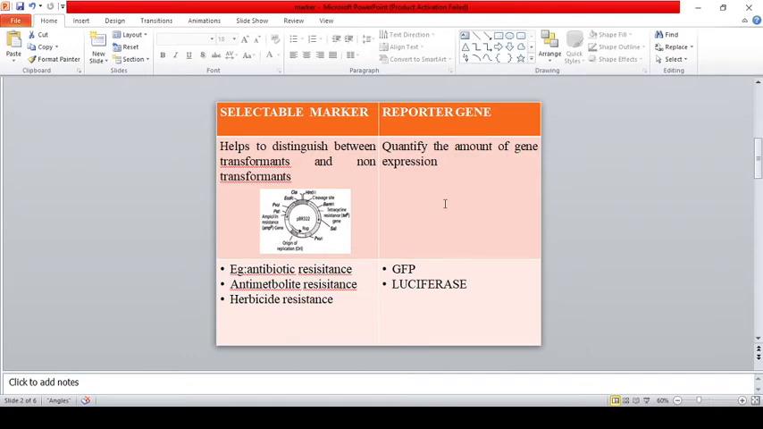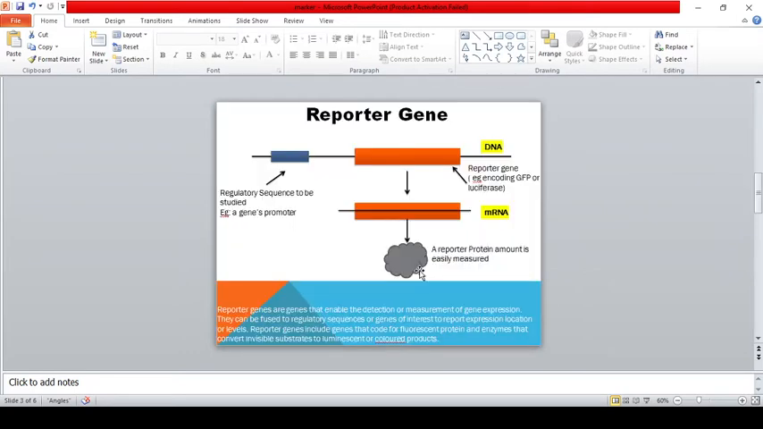Next thing is the reporter gene. The main role of the reporter gene is to quantify the amount of gene expressed. Examples of reporter genes are green fluorescent protein and luciferase. This is the explanation for the reporter gene.